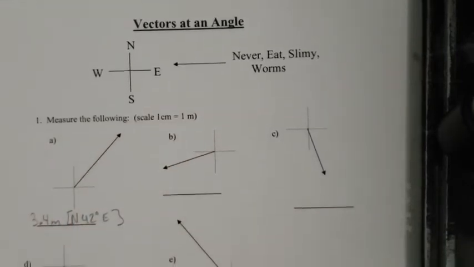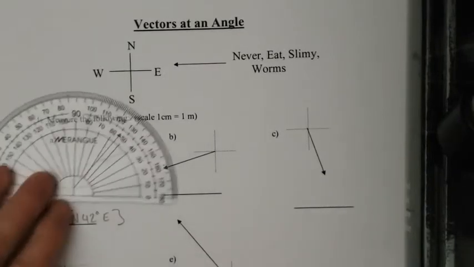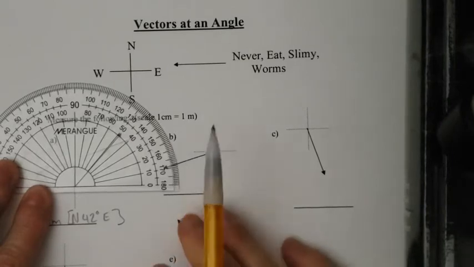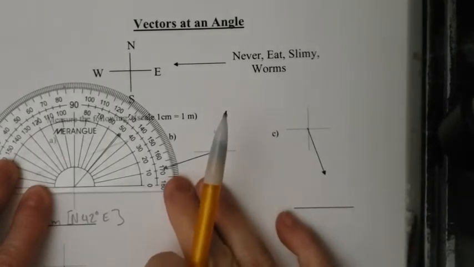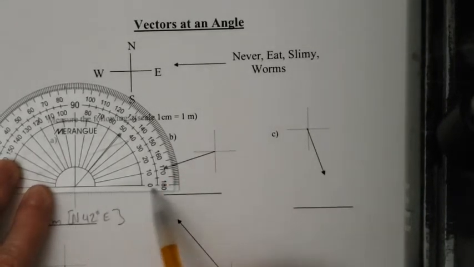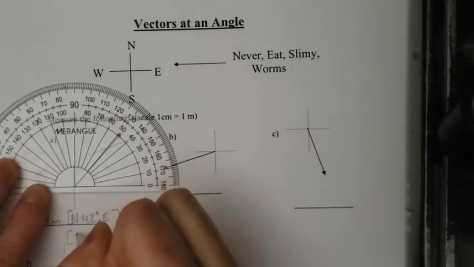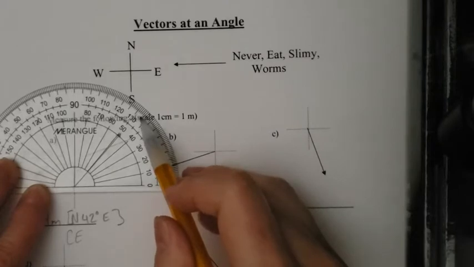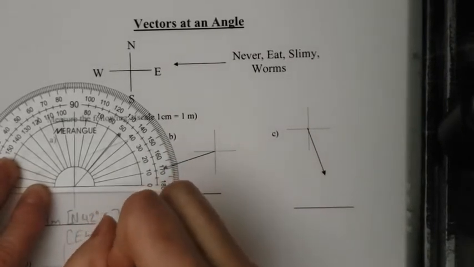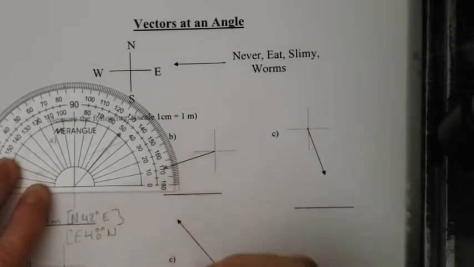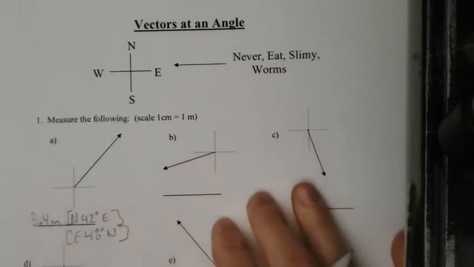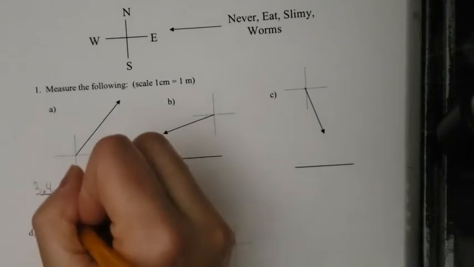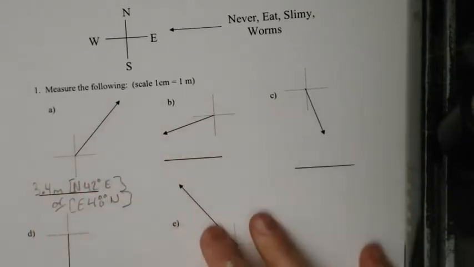The other way I could have done this is put my protractor's 0 on the east. So if I do that, I have my 0 on my east, so I write that down first. I go east, and it looks like I'm moving up 48 degrees towards the north. Like I said, both of these are measuring the exact same thing, so it doesn't matter which way you put your protractor.